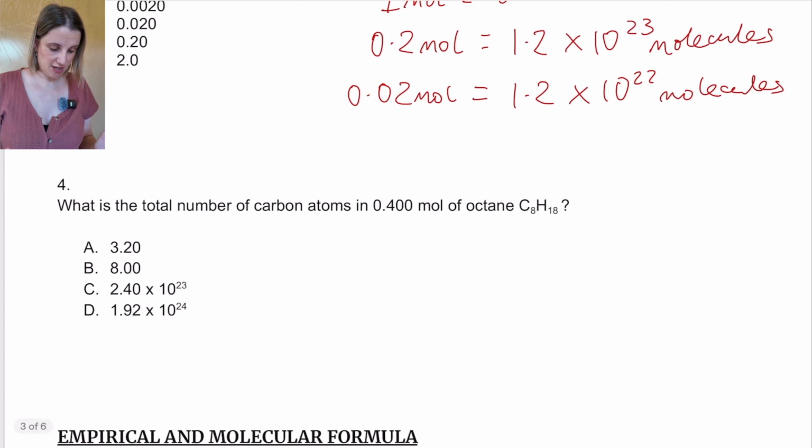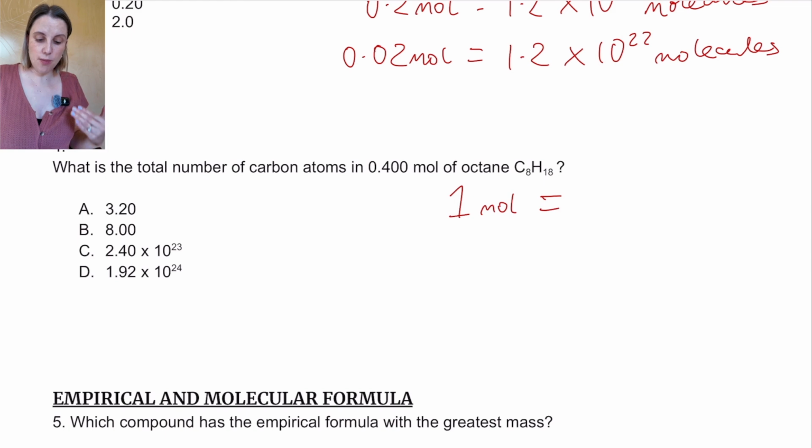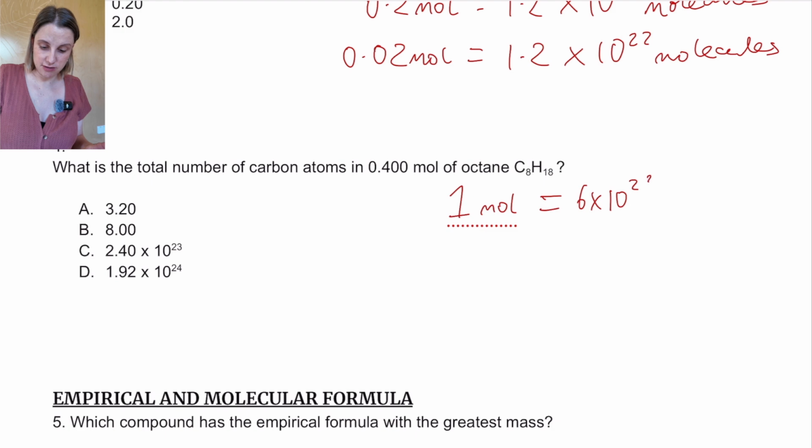Okay, let's try another question. This says, what is the total number of carbon atoms in 0.4 moles of octane? What we can think about first is, if we've got 1 mole of octane, how many carbon atoms would that have in it? So you would have your 6 times 10 to the 23, roughly, 6.02 if we're being pedantic, but we don't have the data booklet, so we should be able to just approximate. And we're going to times that by 8, because in octane you've got 8 carbon atoms. So if I had 1 mole of octane, this is how many carbon atoms I would have.